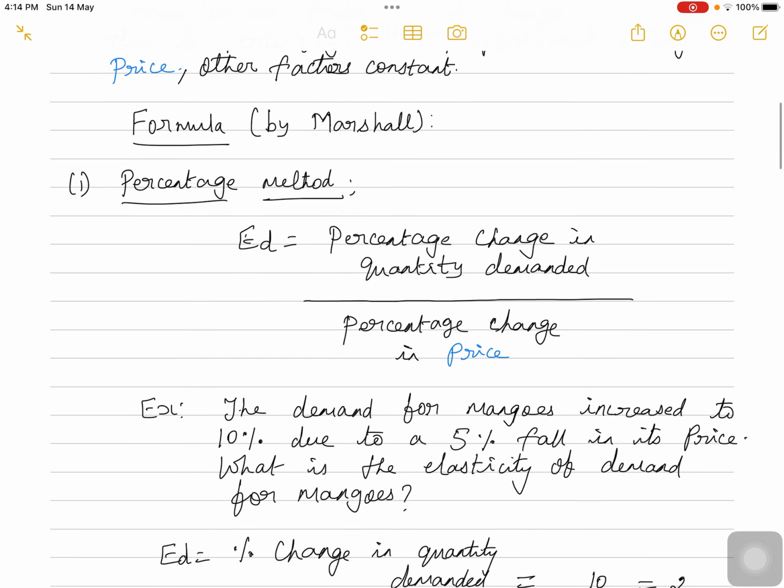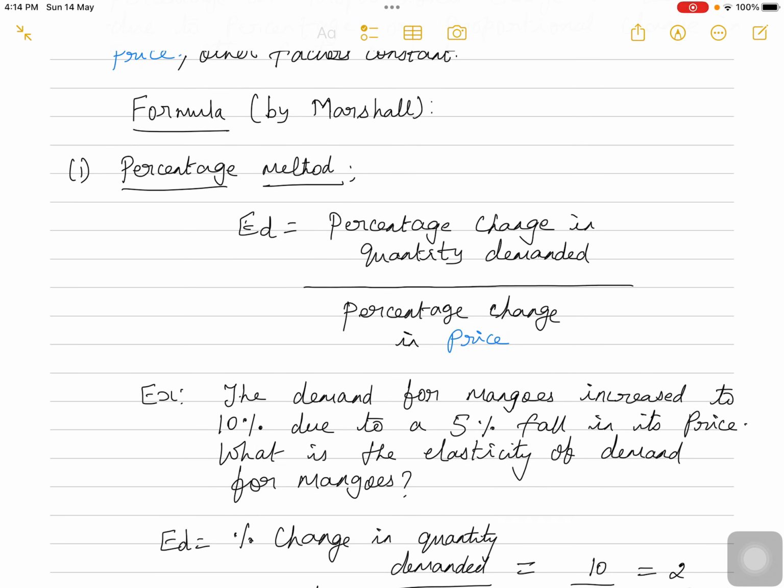There are two methods. The first method is the percentage method. Here the formula, ED represents the elasticity of demand. ED is equal to percentage change in quantity demanded divided by percentage change in price. Always remember, the numerator is the quantity demanded and the denominator will be the independent variable, price, income or prices of related goods, because the demand is changing because of the change in price. So the numerator will always have the quantity demanded, and the denominator will change according to the type of elasticity of demand. This is very important even for the CPT students.